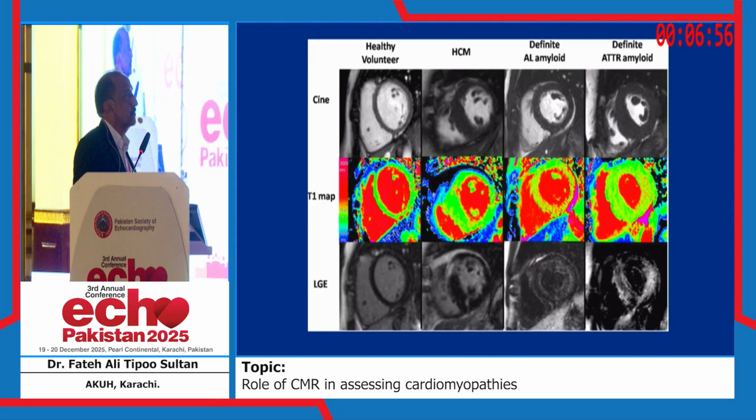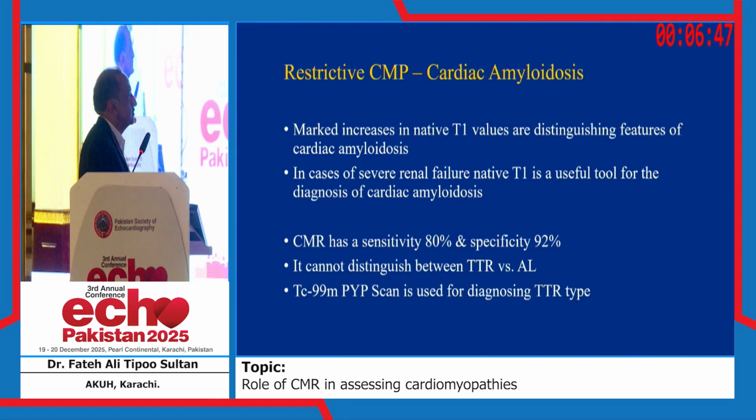And these are the different patterns of T1 mapping. And again, you can appreciate that in case of cardiac amyloid, the T1 values are increased. So in addition to typical pattern of hyperenhancement, there is marked increase in the T1 values, which is a distinguishing feature of cardiac amyloidosis. And in cases of severe renal failure, you can do only the native T1 value without giving the gadolinium, and you can make the diagnosis of cardiac amyloid.